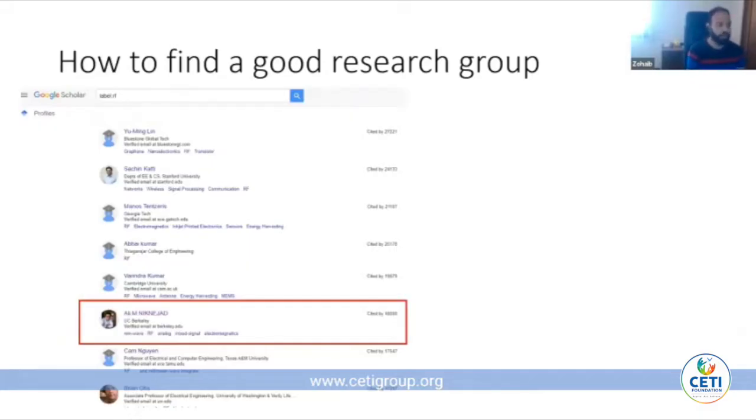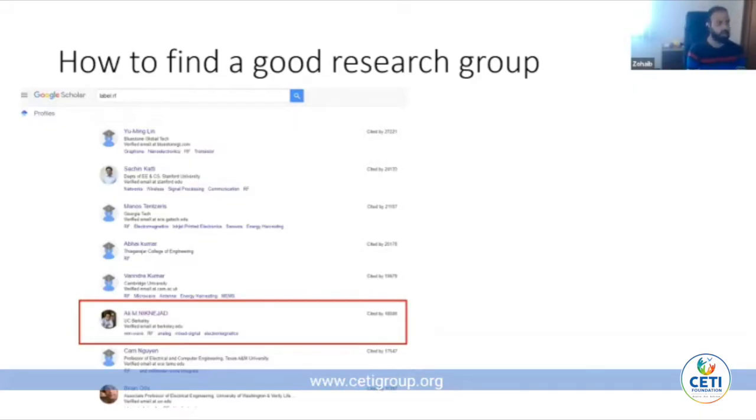Now comes the important part: how to find a good research group. This is important both for master's as well as for PhD. If you want to do a thesis-based master's, you want to find a professor under whom you can do a thesis. Google Scholar is another great website where they have a list of authors and professors and all the papers and all those things.